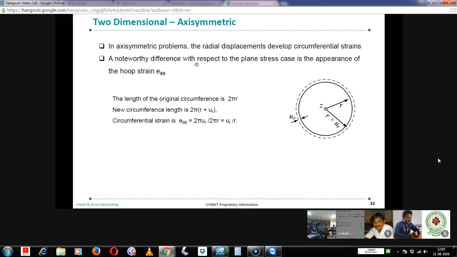A noteworthy difference with respect to the plane stress case is the appearance of hoop strain. Because radial stress causes radial displacement, which causes circumferential strain, there exists a hoop strain. That is the one difference from plane stress: the appearance of hoop or circumferential strains.